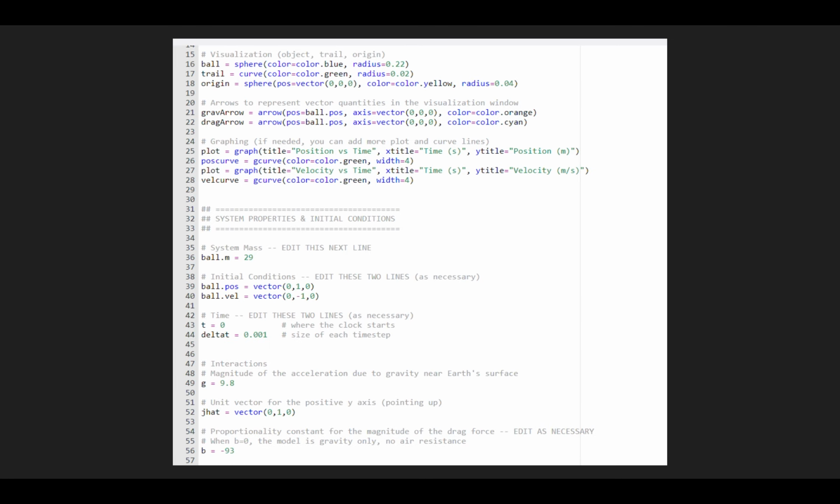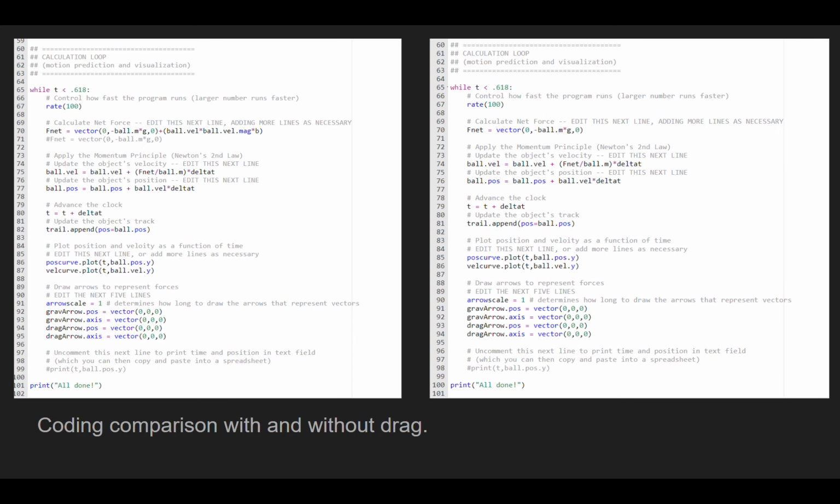Here is my code. This is the same in both models. And then here are the two different versions for the two different models, one with drag and one without.